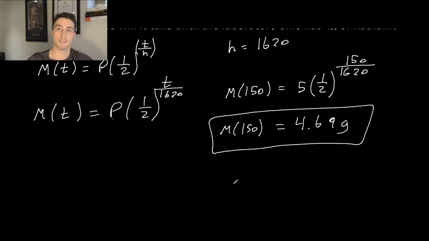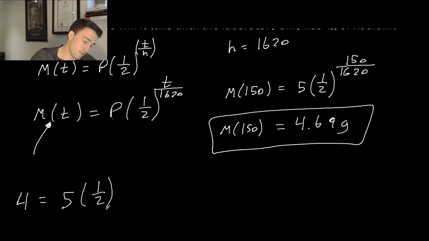And then it says, how many years will it take until the laboratory has 4 grams of radium? So we're starting with 5 still, but now we're trying to figure out this T. So now we're saying, what if we put a 4 value here, so that's the remaining value, or the amount that's remaining after decay. And then we're going to do 5 times 1 over 2 to the power of t over 1620. So now we're solving for the t value, because that's the only thing that we don't know in this expression.